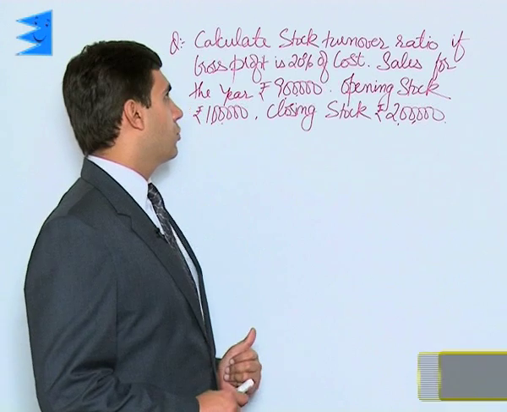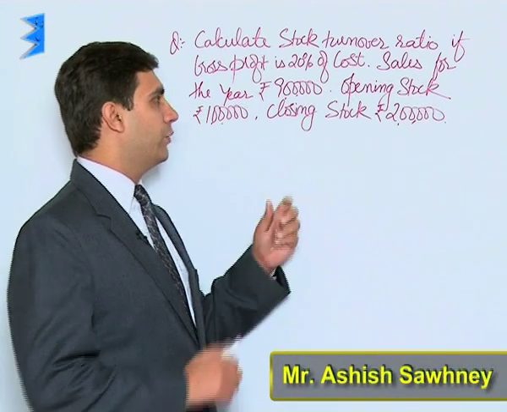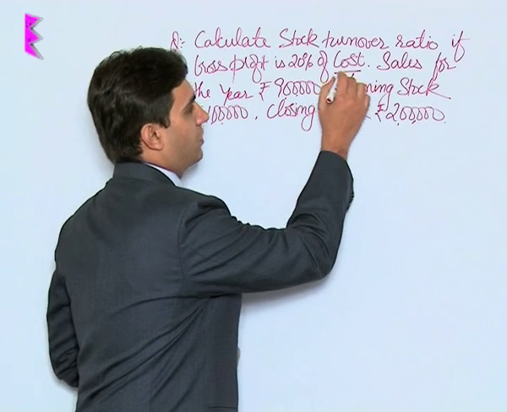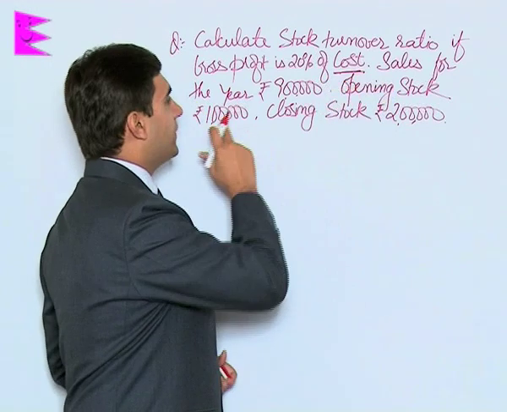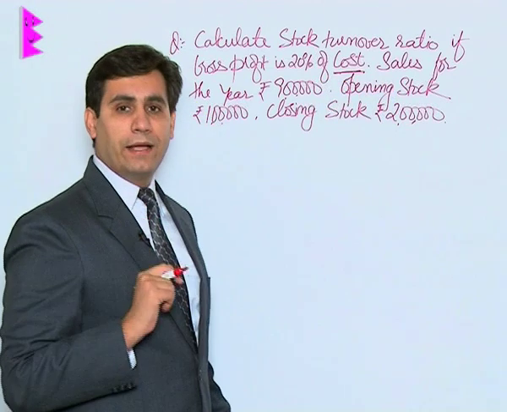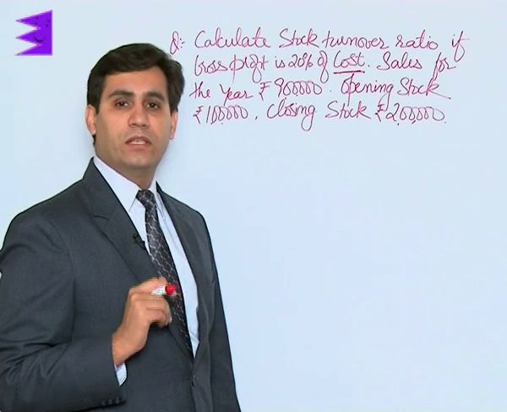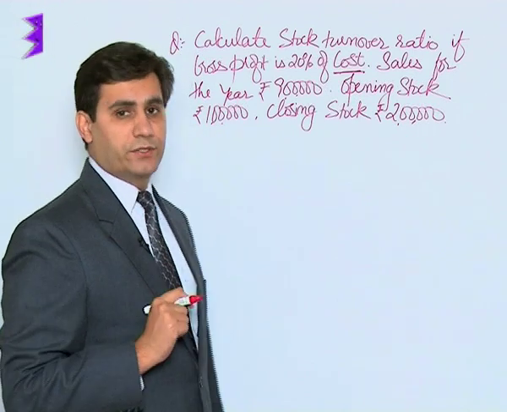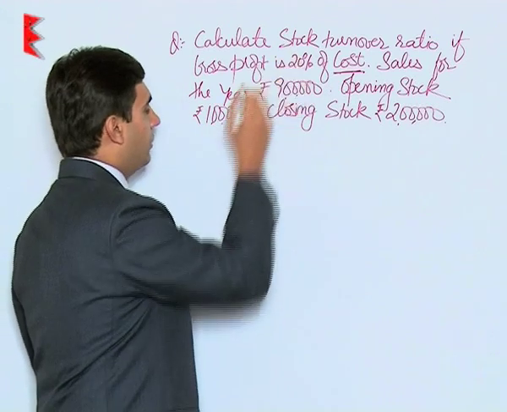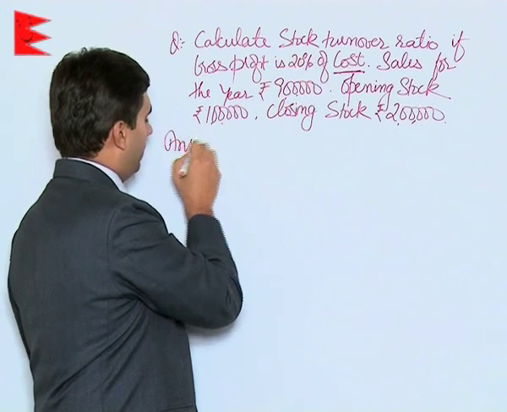Calculate stock turnover ratio if gross profit is given to be 20% of cost. Sales for the year were rupees 9 lakh. Opening stock is given to be 1 lakh and closing stock is given to be 2 lakhs. Now students, coming to the formula for stock turnover ratio.